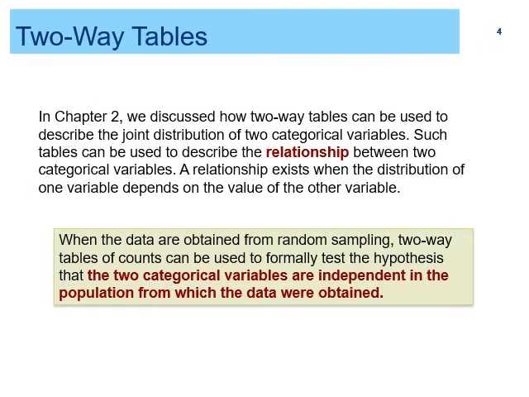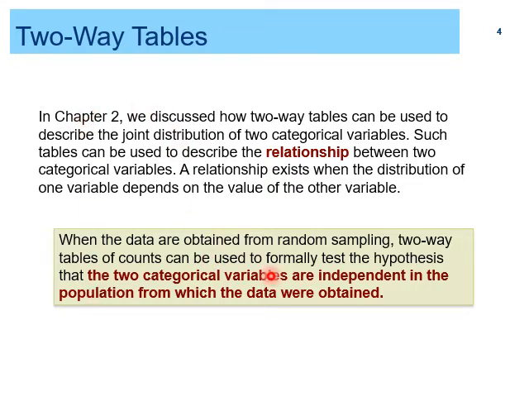So in chapter 2 we discussed how two-way tables can be used to describe the joint distribution of two categorical variables, and such tables can be used to describe the relationship between two categorical variables. And a relationship exists when the distribution of one variable depends on the value of the other variable. So we already learned about two-way tables in chapter 2, and it's for categorical variables.